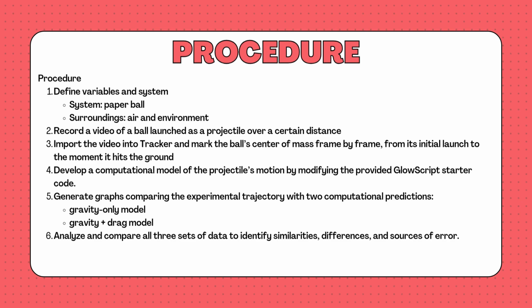And then I developed a computational model of the motion of the paper ball using the starter code from GlowScript. I then generated two graphs, one that included gravity and then one that included the effect of gravity and drag. I then analyzed and compared all three sets of data to identify similarities, differences, and sources of error.